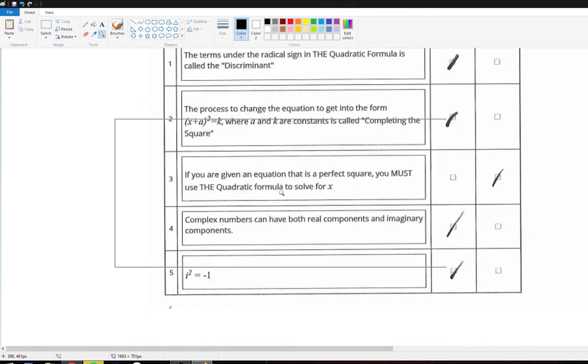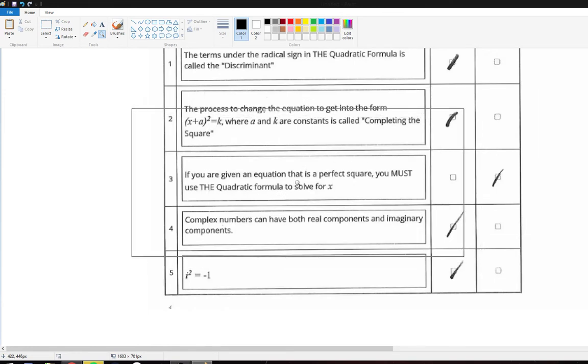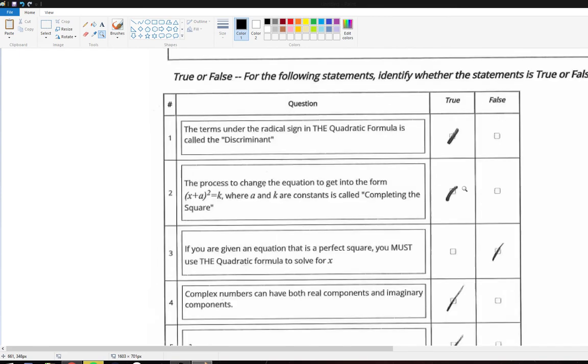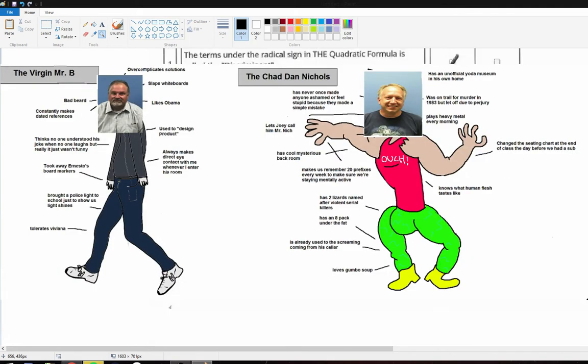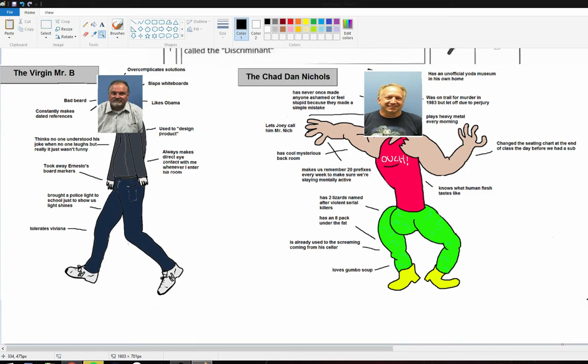If you're given an equation that is a perfect square, you must use the quadratic formula. That's actually true. I don't know why he marked it false. I think Mr. Bratcher might be like handicapped or something. This is obviously true. You need to use the quadratic equation for every single problem.